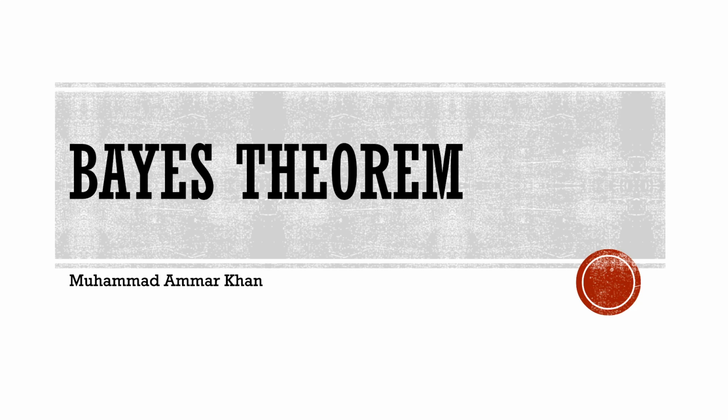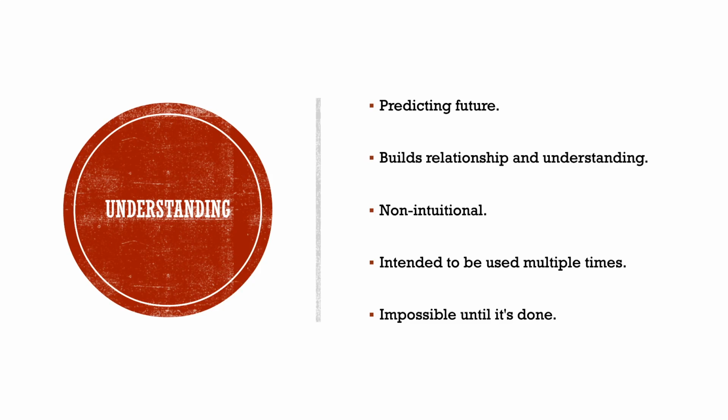So let's get started. First of all, we will try to understand why it is so important. Basically, this theorem helps predict future events based on the prior knowledge we already have. We try to build a relationship and understand what future events are holding on. It helps us determine what may happen in the future, and we do that by reducing our sample space each time we know that some event has already occurred.